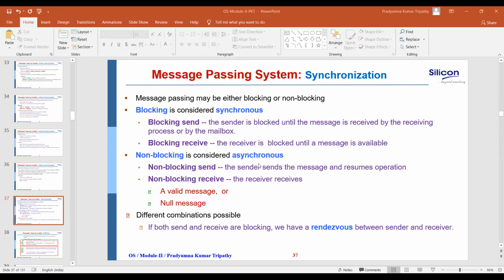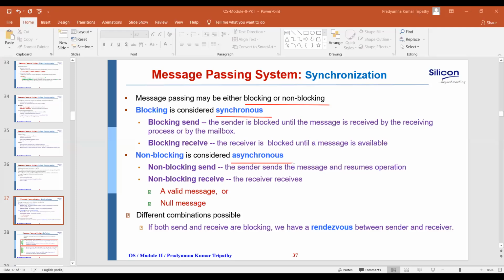Message passing may be either blocking or non-blocking. What is blocking? Blocking is considered synchronous and non-blocking is considered asynchronous. Correct? So synchronization means it is either synchronous or asynchronous, blocking or non-blocking.